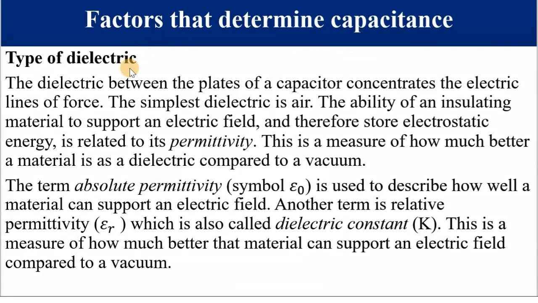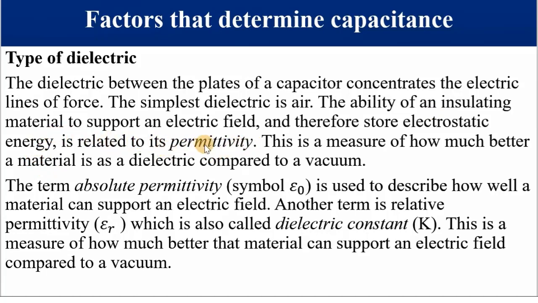The other factor that affects capacitance C is the type of dielectric. This is also known as the type of insulator, and the dielectric between the two plates or between the two conductors of a capacitor has the function of concentrating the electric lines of force, or the electric field. The simplest dielectric that we have is air. The ability of an insulating material, or a dielectric, to support an electric field and store electrostatic energy is called its permittivity.